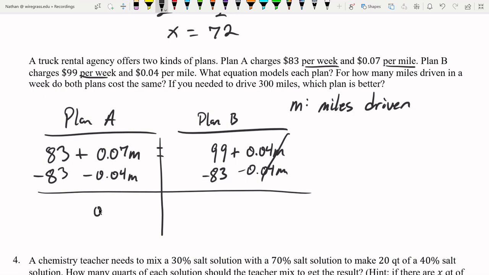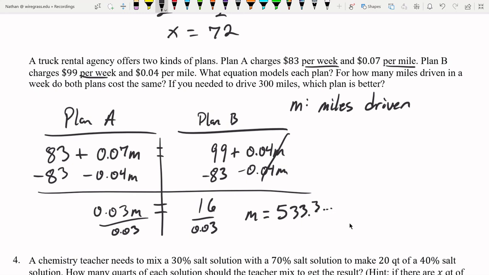And that's going to give me 0.03 m equals 99 minus 83. That's going to be 16. Now I can divide by 0.03. And that's going to give us m equals 533.3 repeating. This is the same thing as 533 and a third. And so that's the even point, the break-even point, where both plans are the exact same cost.